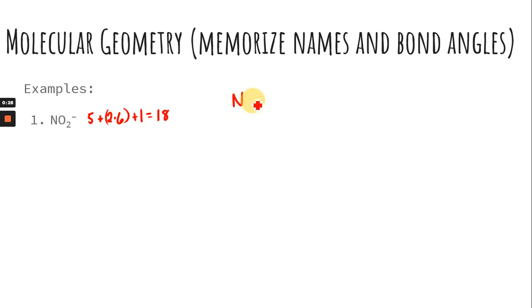Nitrogen has to go in the middle, and we bond our 2 oxygens to the nitrogen. That takes care of 4. So 18 minus 4 is going to give us 14. We satisfy the oxygens, so that uses up 12 electrons. So we're left with 2 electrons, which means those 2 are a lone pair on the nitrogen.